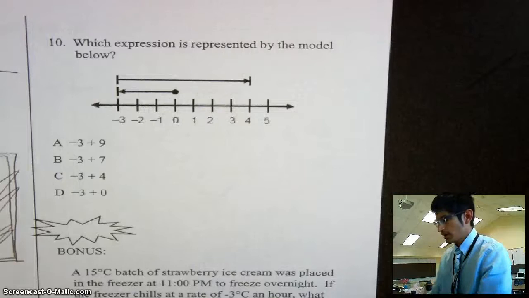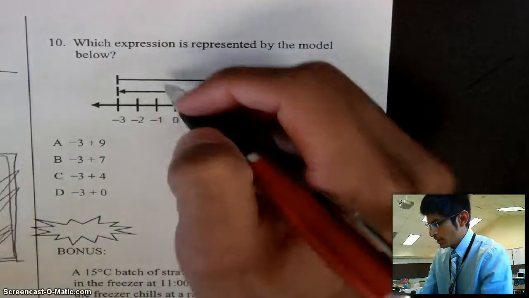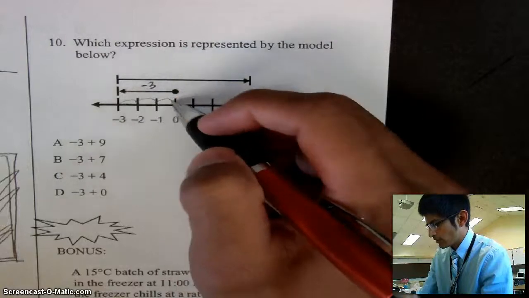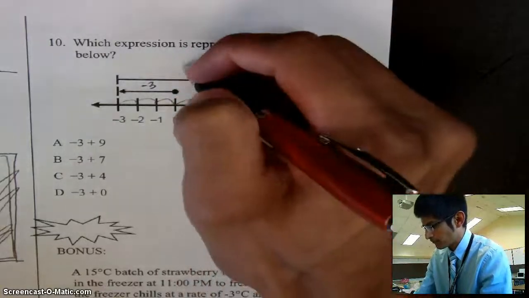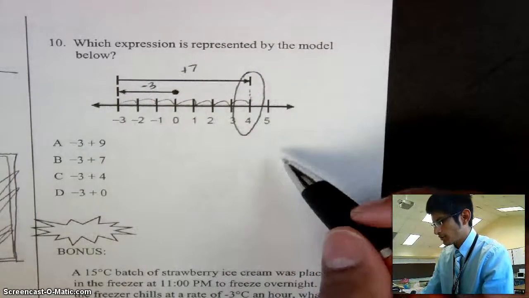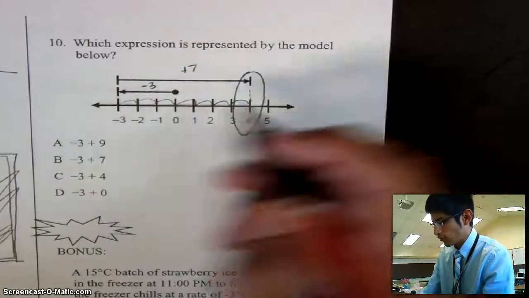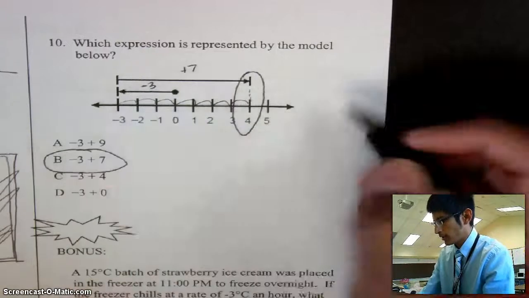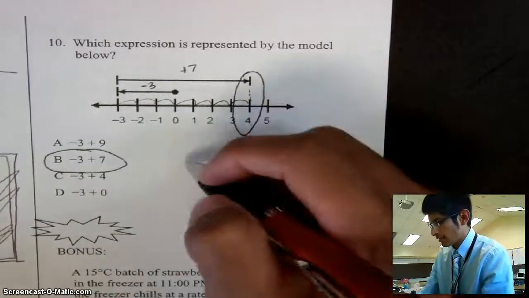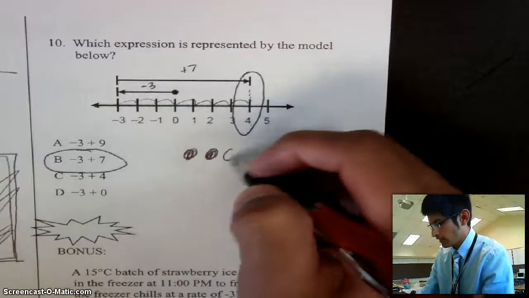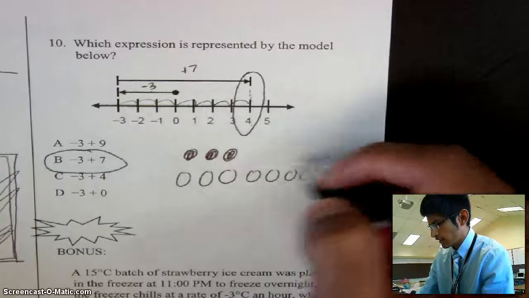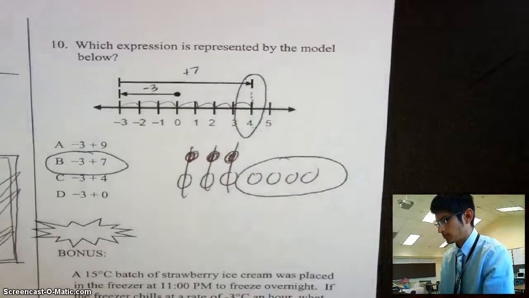All right, number 10, it says which expression is represented by the model below. I start at 0 and I go back 3 spaces, and then I go forward 1, 2, 3, 4, 5, 6, 7 spaces, and my answer ends at positive 4. So my answer choice would be negative 3 plus 7 equals 4, and that would be answer choice B, because the answer has to end at 4, and negative 3 plus 7 equals 4. Let me draw that out real quick for you guys. Here's 3 negatives. Here are 7 positives, 1, 2, 3, 4, 5, 6, 7. I do my 0 pairs, and my answer is positive 4.